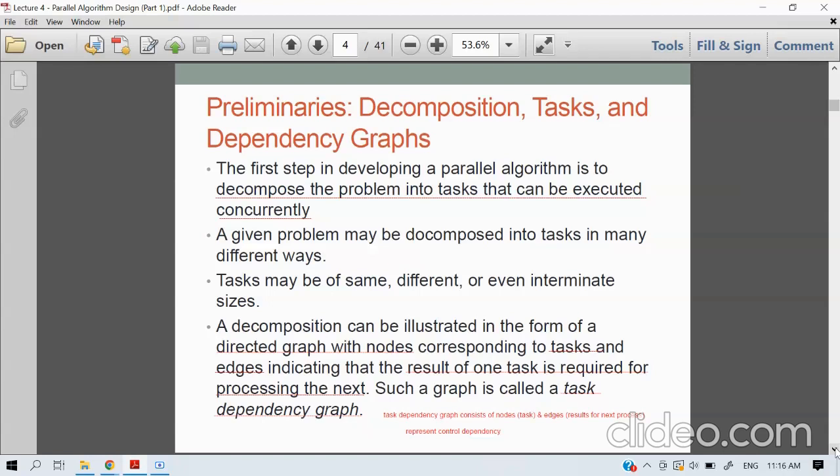The edge indicates that the result of one task is required for processing the next. So by using the graph, we can see that task 2 requires the input or output from task number 1, task 3 depends on task number 4, something like that. Based on the directed graph, that graph is called a task dependency graph. You need to remember this. The task dependency graph consists of nodes that represent the tasks and edges, which show where to direct the task to go after the first process is executed.